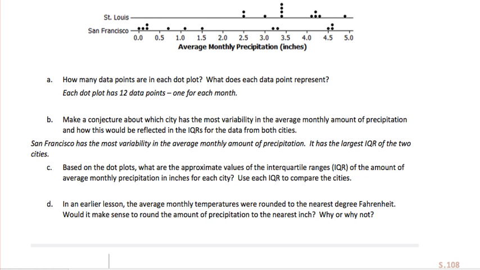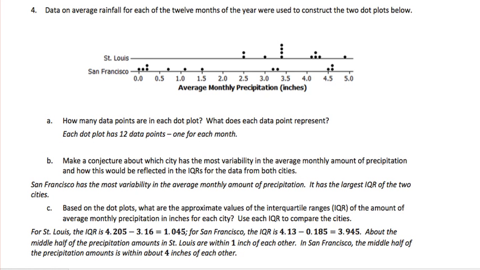Based on the dot plots, what are the approximate values of the interquartile ranges of the amount of average monthly precipitation in inches for each city? And then we'll use the interquartile range to compare the cities. For St. Louis, the interquartile range is 4.205 minus 3.16, which equals 1.045.